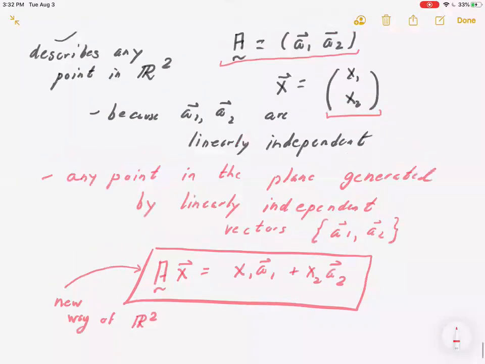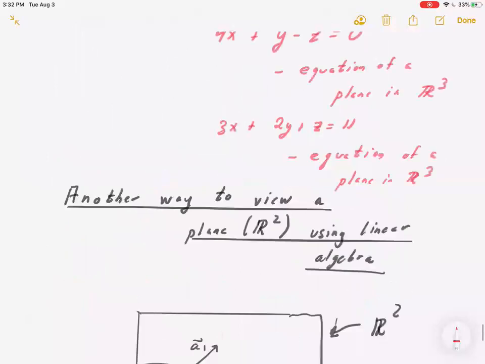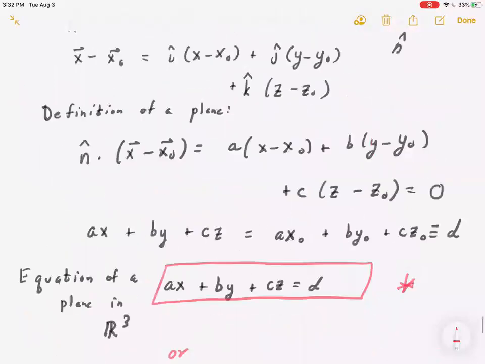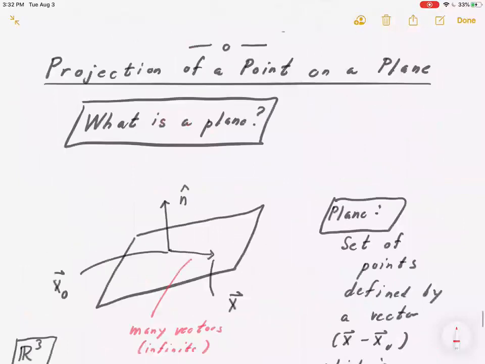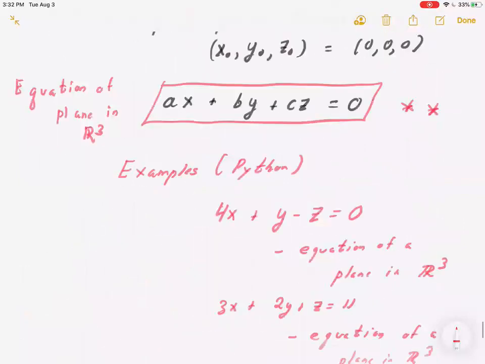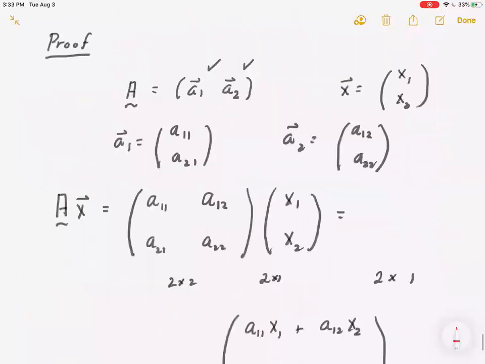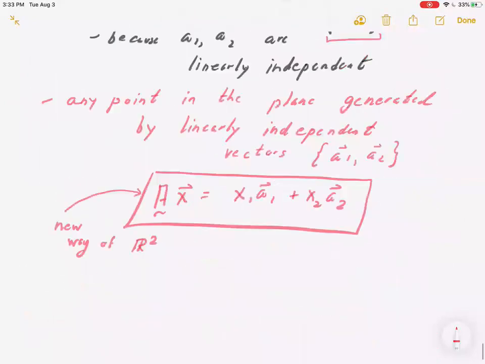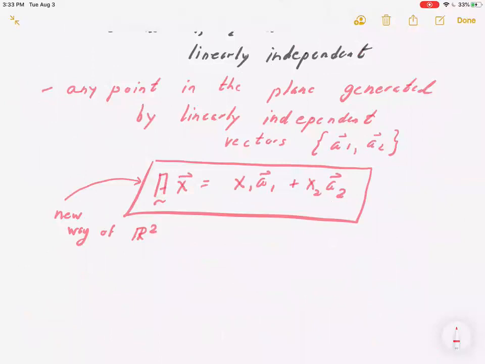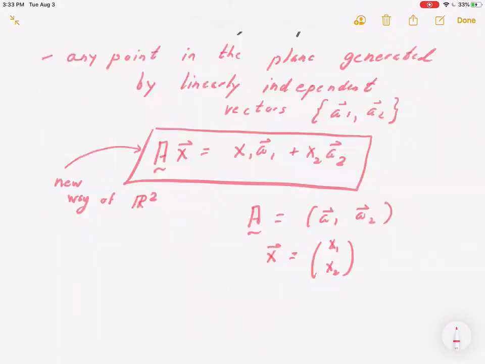Okay, so let's recap. We've talked about what a plane is. We've talked about another way to view a plane using linear algebra. There are points that satisfy this equation, where, again, A is a matrix whose column vectors are given by this, and X is a vector of unknowns, a 2 by 1 matrix.